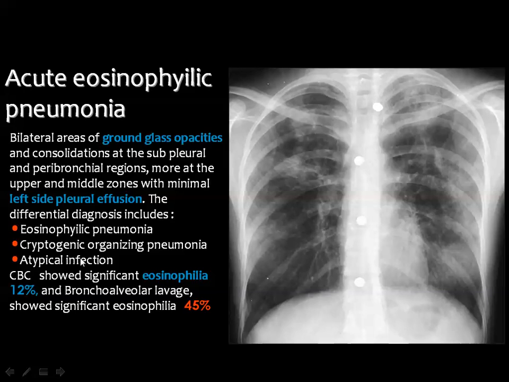Then the differential diagnosis includes these types of infection, which are suspected based on the inadequate or absent response to the antibiotics. You consider eosinophilic pneumonia or cryptogenic organizing pneumonia or an atypical type of infection. And CBC showed significant eosinophilia, and bronchoalveolar lavage showed significant eosinophilia. Then you are dealing with acute eosinophilic pneumonia.